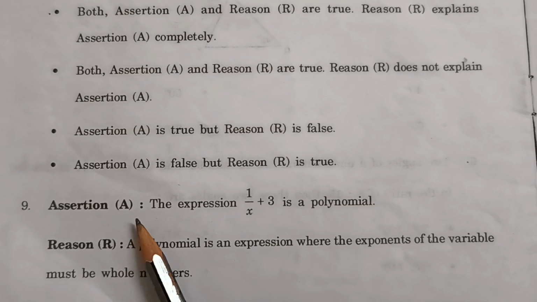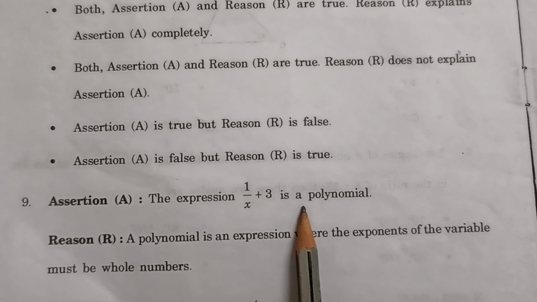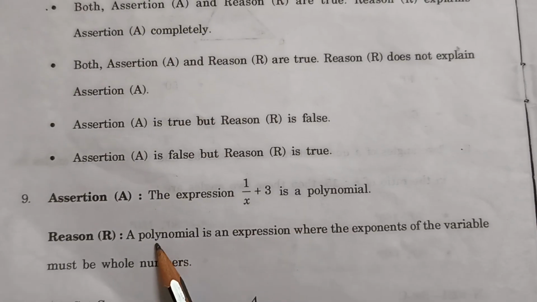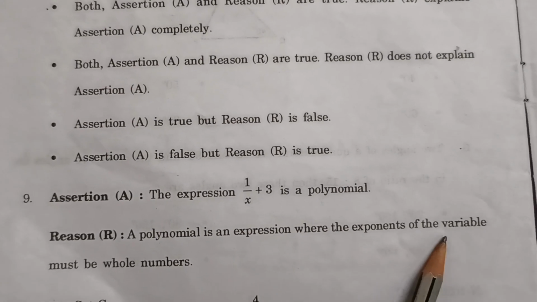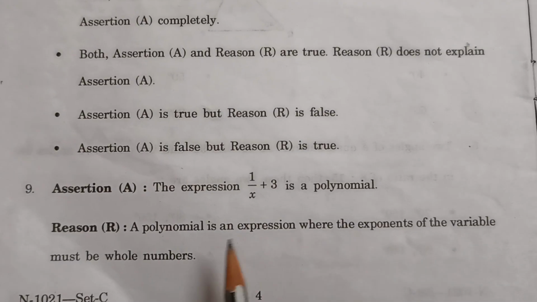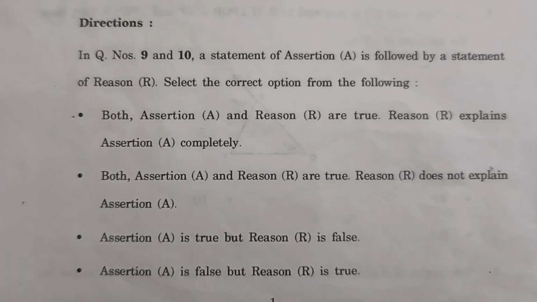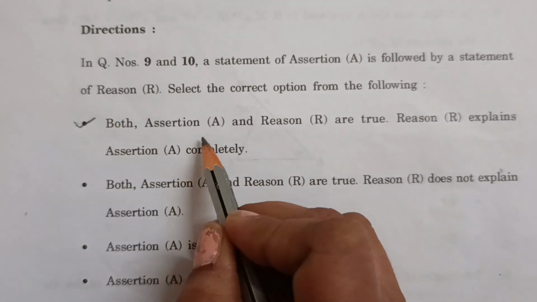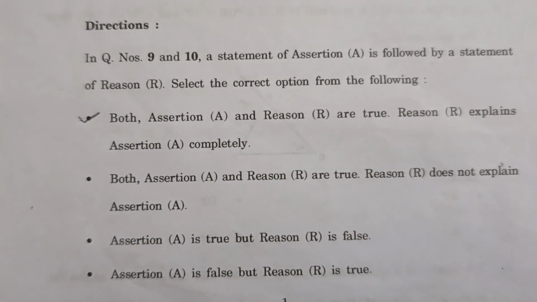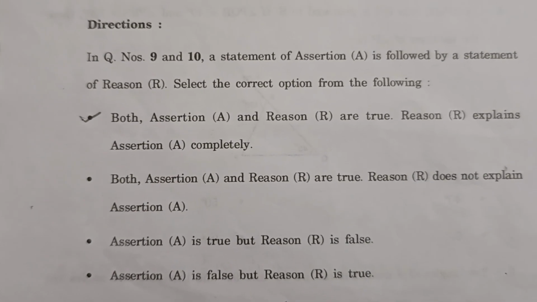Question number 9. Assertion: the expression 1 upon x plus 3 is a polynomial. Reason: a polynomial is an expression where the exponents of the variable must be a whole number. So here the correct option is both assertion A and reason R are true. Reason R explains assertion A completely.